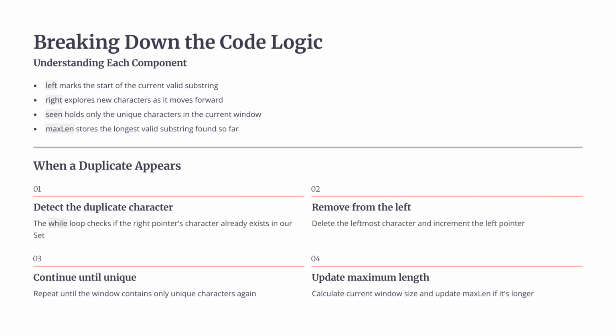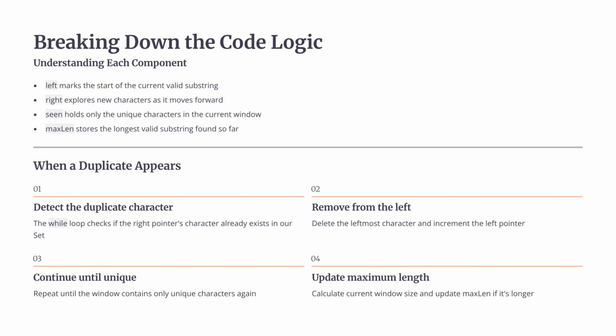Let's break this code down into its moving parts. The left pointer marks the start of the current valid substring. The right pointer keeps exploring new characters as it moves forward. The seen set holds only the unique characters that are currently inside our sliding window. And maxLen stores the longest valid substring found so far.